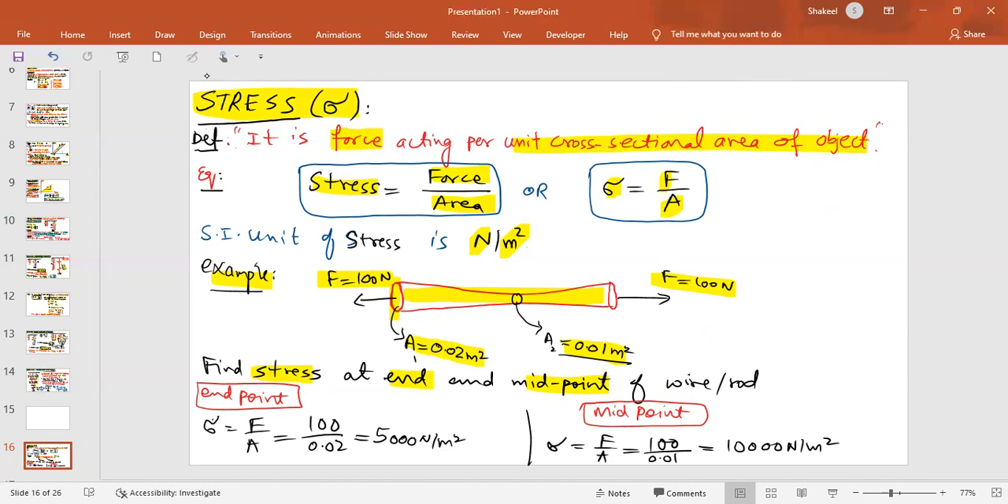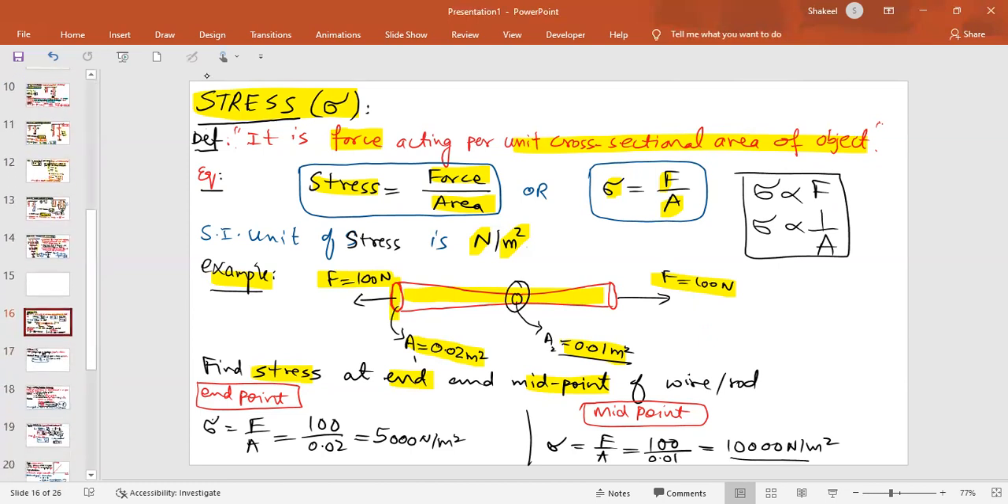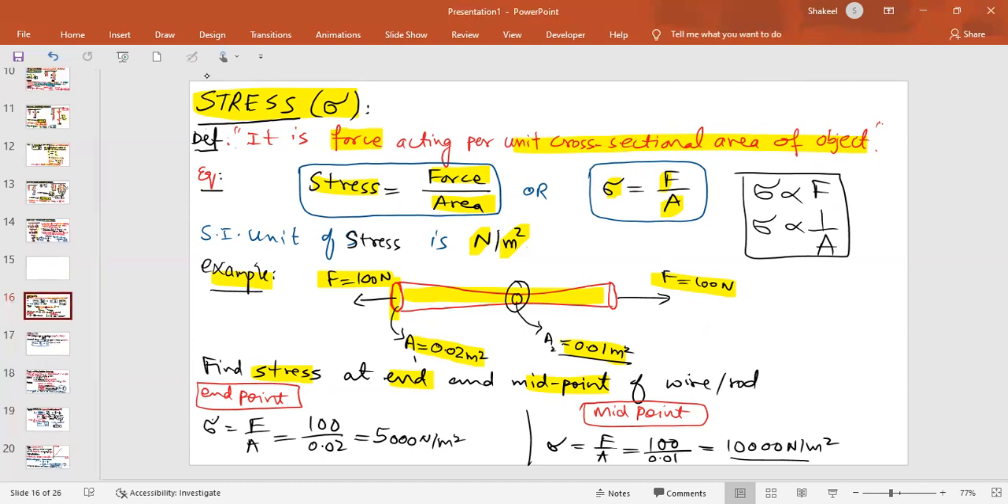So from the relation, we know that stress is directly proportional to force and inversely proportional to area. As the rod is thinner at the center, more stress is applied over there, and the rod is going to break from this point.